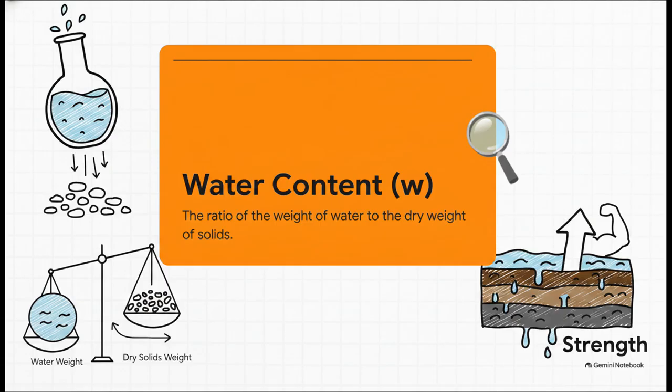The crucial mental shift here is that we are no longer looking at volume, we are looking at weight. It's the ratio of the weight of the water to the dry weight of the solid grains. Water is incredibly heavy. A hillside with low water content might be perfectly stable for decades, but if heavy rains drastically increase the water content, that massive added weight can instantly trigger a catastrophic landslide.